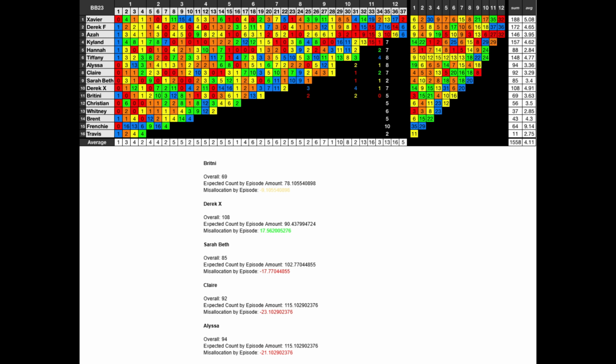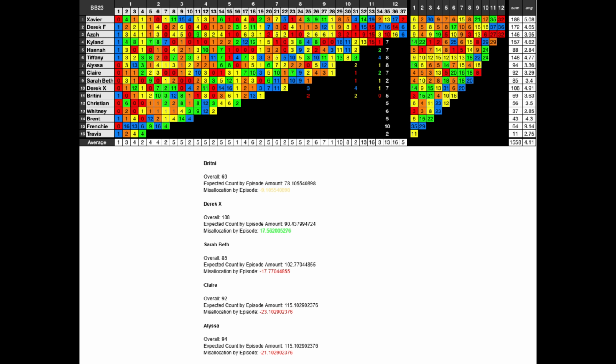Brittany got 69 diary rooms, and her expected count by episode amount is 78.1, causing for a misallocation amount of negative 9.10. So she almost made it to the red, but just managed to stay in the perfectly edited range. Barely. Derek got 108 diary rooms, and his expected count by episode amount is 90.43, causing for a 17.56 misallocation. So he definitely got more than he needed to, but it really isn't that big of a deal.